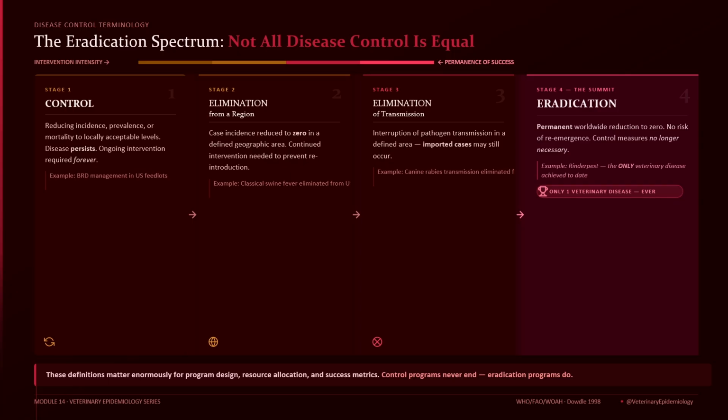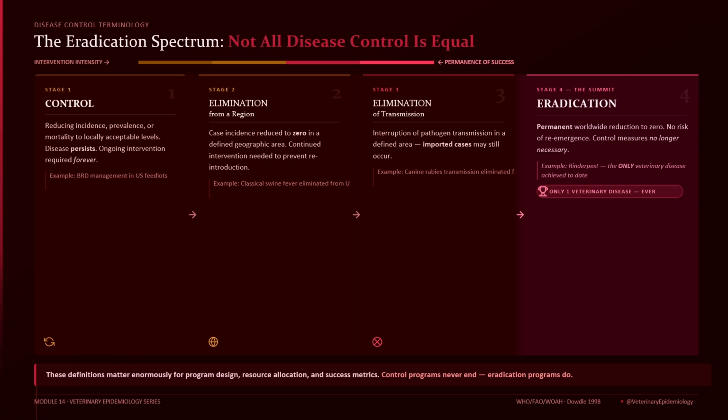This is ongoing work. You stop the program and the disease comes back. Think about mastitis control on a dairy farm. You're managing it constantly, it never goes away, and that's fine. Elimination takes it further. Elimination means the reduction of disease incidence to 0 in a defined geographic area, a country, a region. 0 cases, but the pathogen still exists somewhere in the world and it can re-enter. You still need surveillance, you still need border controls.